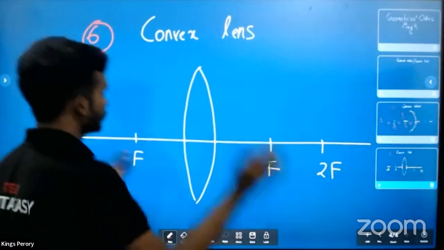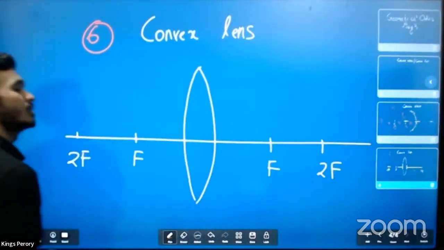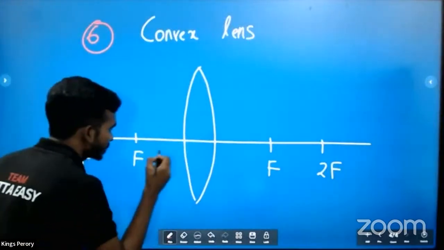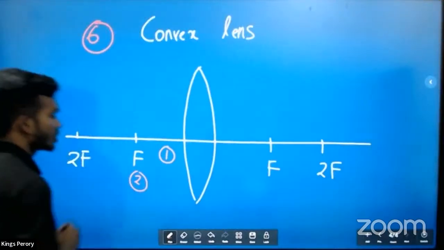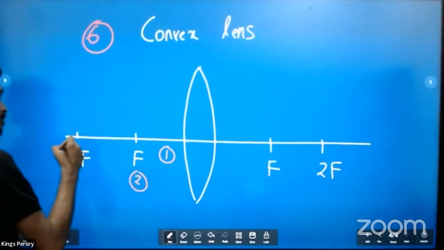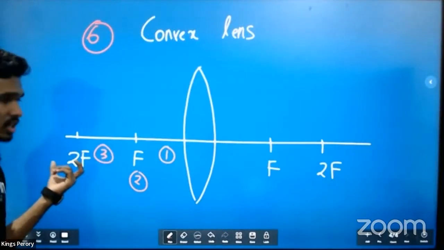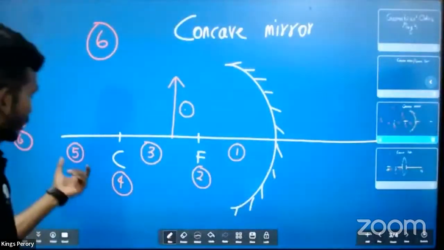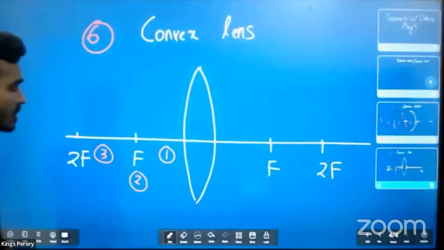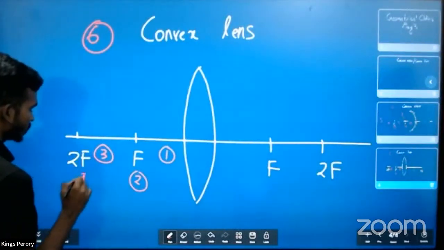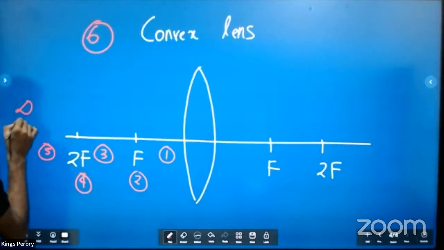You take the object and keep it in 6 different positions. What are the 6 different positions? Between the lens and focal point, position 1. At focal point, position 2. Between F and 2F, position 3. Here the only difference is, instead of center of curvature in concave mirror, you write 2F. That's the only change. At 2F, position 4. Away from 2F, position 5. At infinity, position 6.